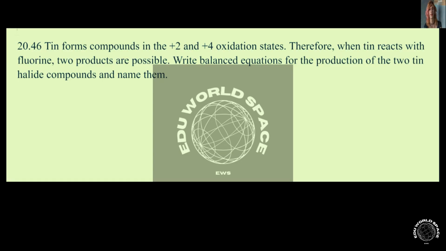So in this video, we're going to work through question 46 from chapter 20, which says tin forms compounds in the +2 and +4 oxidation states. Therefore, when tin reacts with fluorine, two products are possible. Write balanced equations for the production of the two tin halide compounds and name them. So we're talking about the reaction between tin, Sn, and fluorine, F2.